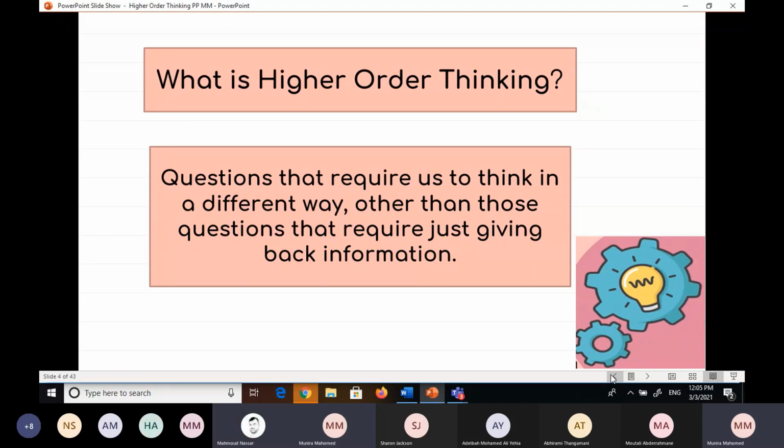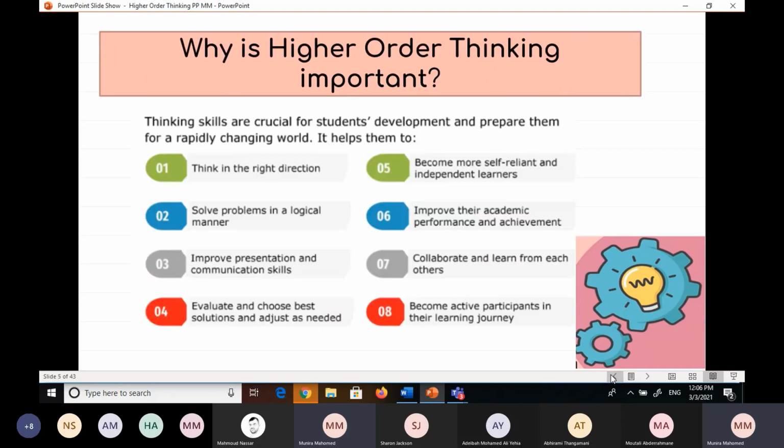You can continue, Ms. Mignona. Okay, all right. Well, higher order thinking is questions that require us to think in a different way other than those questions that just require giving back information, just giving back the info that we have read.